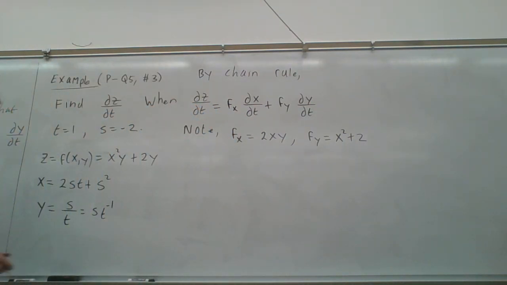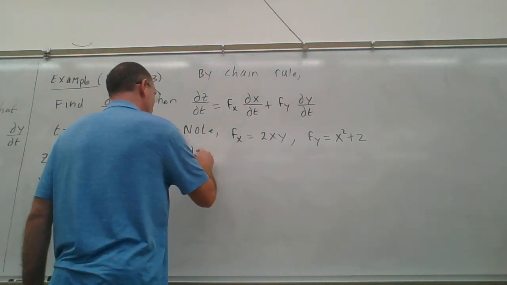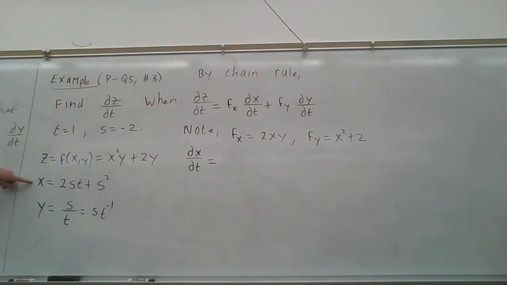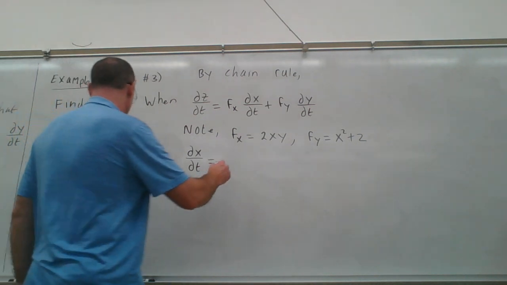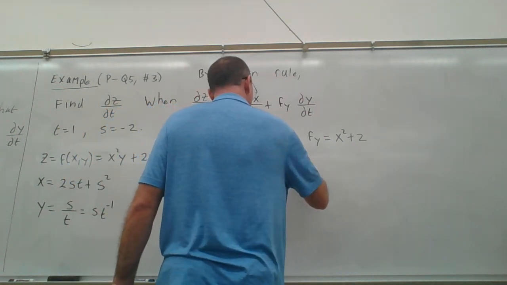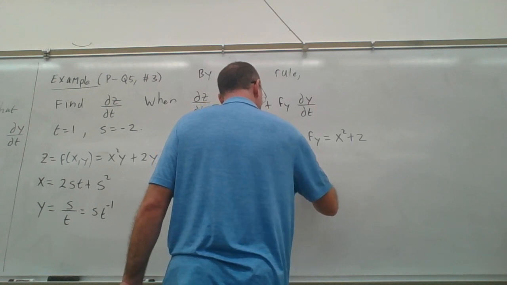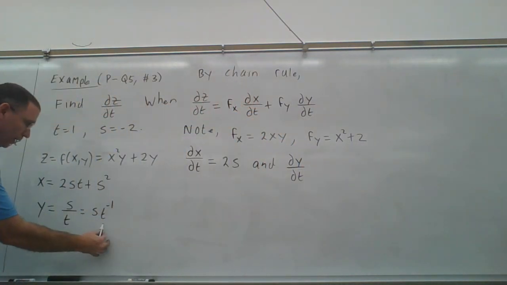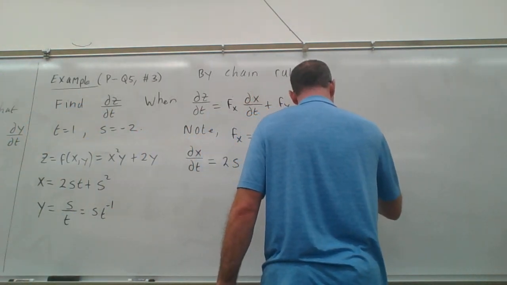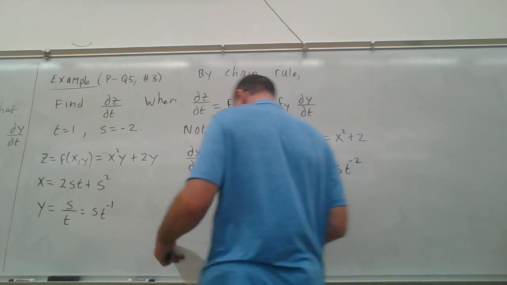Okay, and the partial derivative of x with respect to t. Well, here's my x here, taking derivative with respect to t, so t is the variable, s is the constant, so derivative with respect to t will be 2s here. And partial y with respect to t. So here's my y here, so you take the minus 1 in front. So the s, subtract 1 to the minus 2.